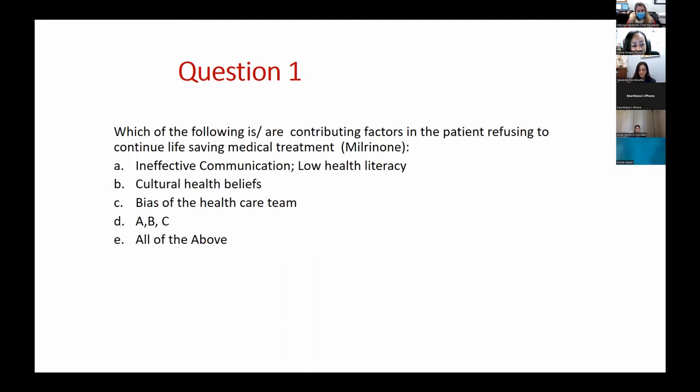Ineffective communication, low health literacy, cultural health beliefs, bias of the healthcare team, the first three, or all of the above? Can you put in the chat what you think? Why is he refusing to be on the milrinone? You could just put A, B, C, or D. E. Somebody, okay, everyone's putting E.